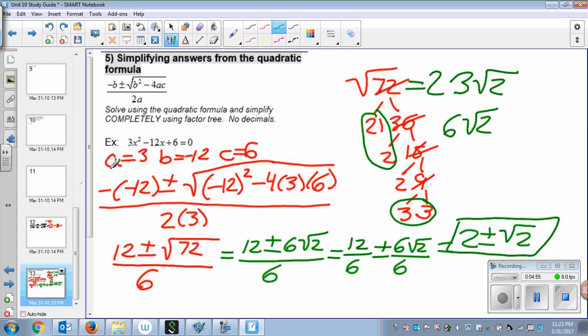So again, pick out your A, your B, your C, plug them into the quadratic formula. Simplify the outside part, the under the square root part, and the denominator. After you've done that, do a factor tree for what's under the square root sign and see if you can simplify it. In our case, we could. We simplified it to be 6 times the square root of 2. So I rewrote it, replacing the square root of 72 with 6 times the square root of 2. We divided 12 by 6 and 6 times the square root of 2 by 6, and we got 2 plus or minus the square root of 2.